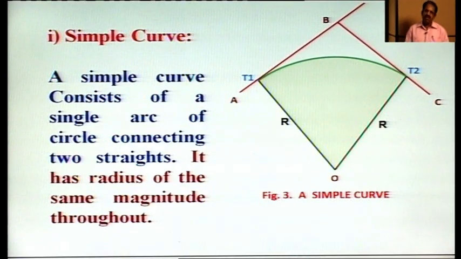So, this is the case of a simple circular curve. I repeat once again, a simple curve consists of a single arc of circle connecting two straights AB and BC, and it has a radius of the same magnitude, which is R, throughout.